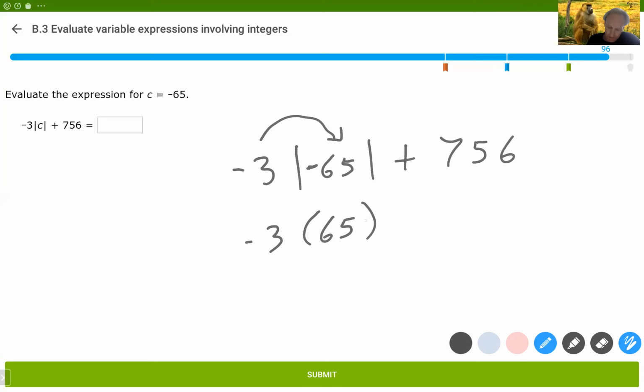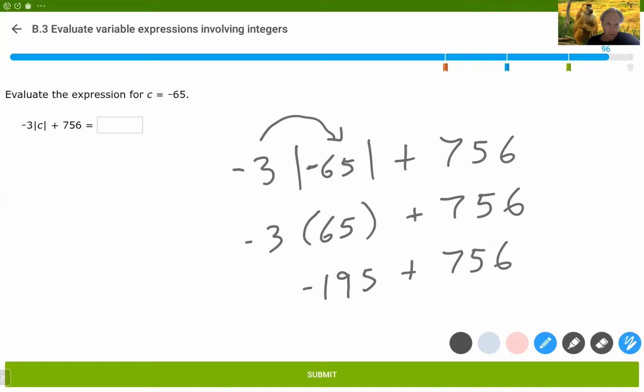These absolute values behave like parentheses. You have to do what's inside first, which is to take the absolute value. Then you can do the multiplication. And hopefully you can see that it matters. If I multiply the 3 times the 65, 60, I get 180, and 15 makes 195. That's 180 plus 15, which gives me a negative 195 plus 756.